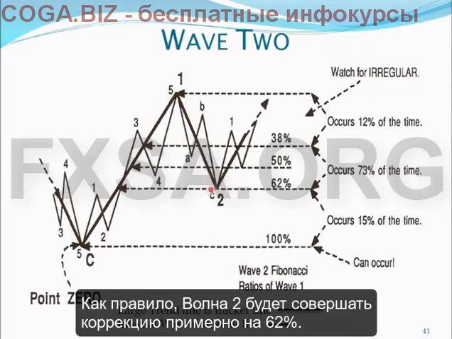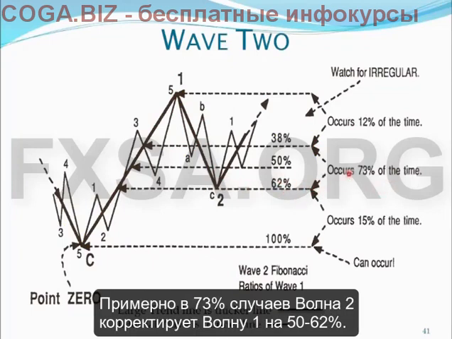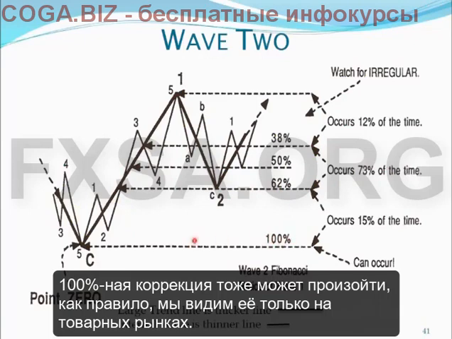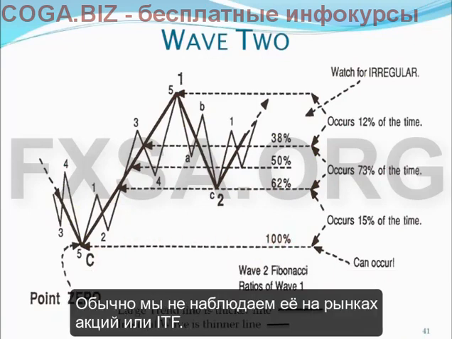Now, typically we'll see the wave 2 retrace about 62%. So about 73% of the time we see 50 to 62% retracement of wave 2 of wave 1. 100% of the time can occur. Typically we only see that in commodity markets. We don't normally see that in stocks or the ETFs.